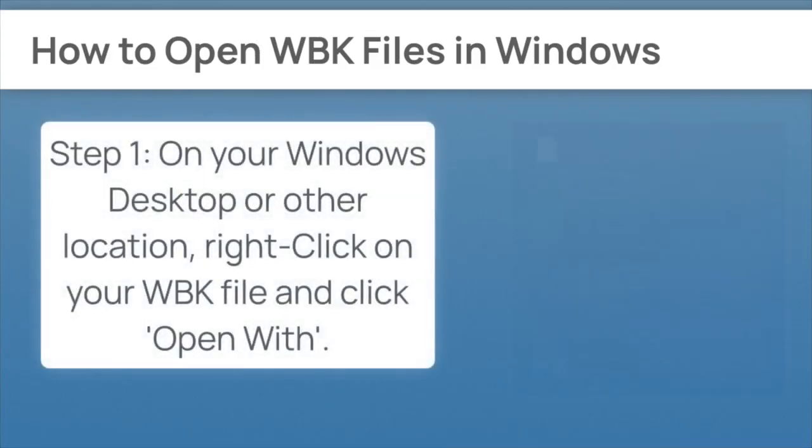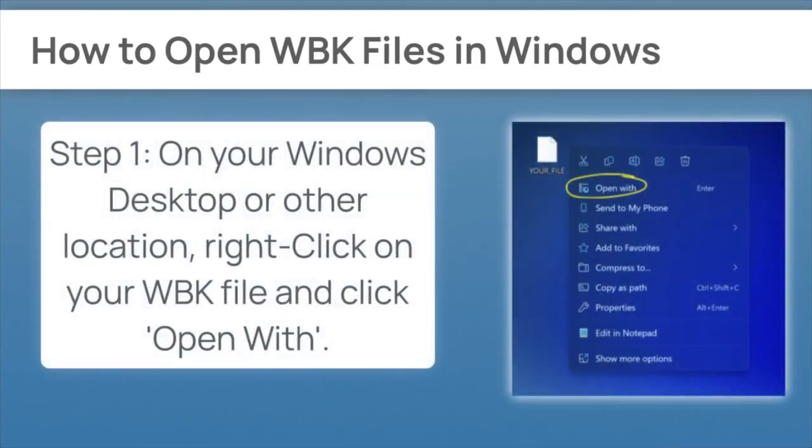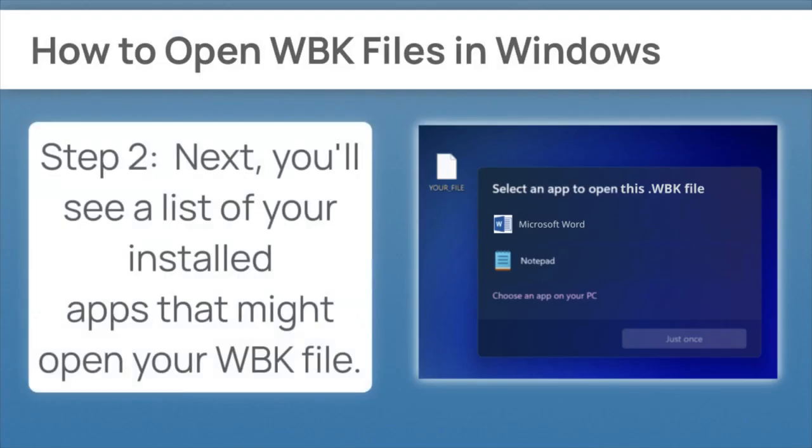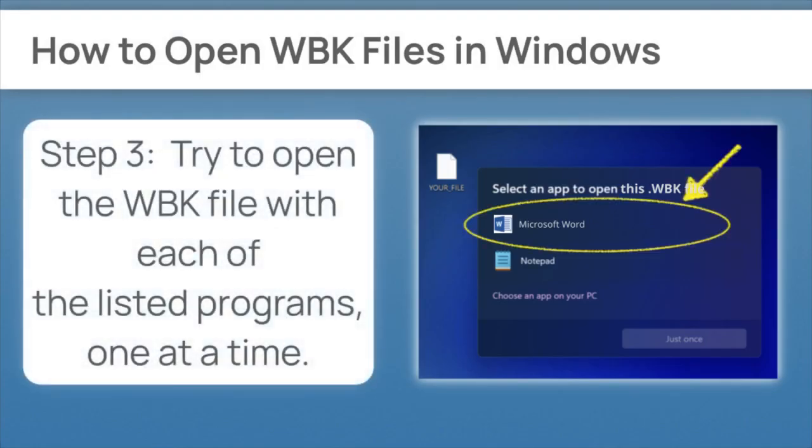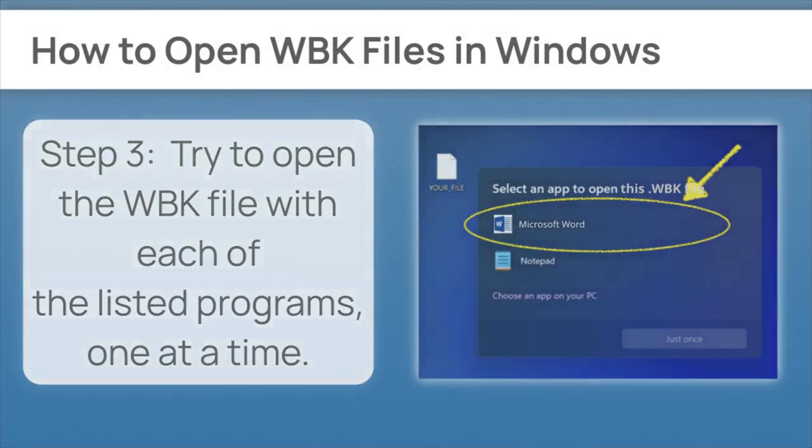Your most crucial first action is the file association test. Right-click the WBK file and choose Open With. If Microsoft Word is on your machine, test it. If not, choose another program. We must find the correct software.